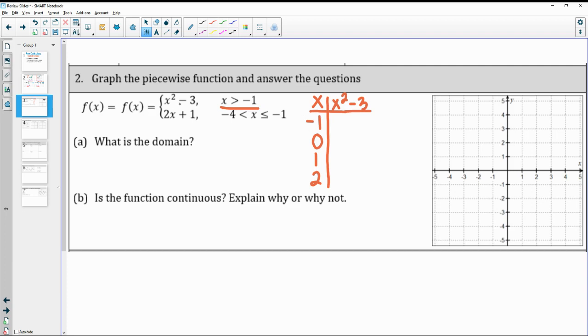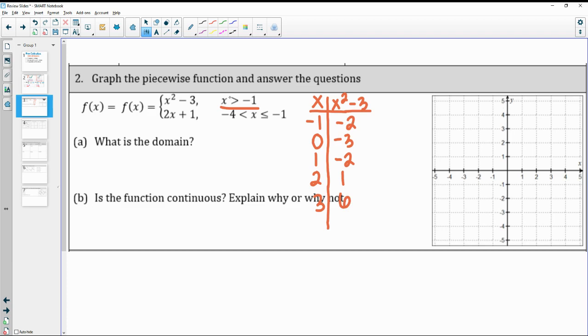So then we'll do -1 squared, which is 1, and 1 minus 3 is -2. 0 squared is 0, minus 3 is -3. 1 squared is 1, minus 3 is -2. 2 squared is 4. 4 minus 3 is 1. So I'm going to plug in 3 as well, see what that gives me. So 3 squared is 9. 9 minus 3 is 6. So that's going to be off my graph because my graph goes up to 5.